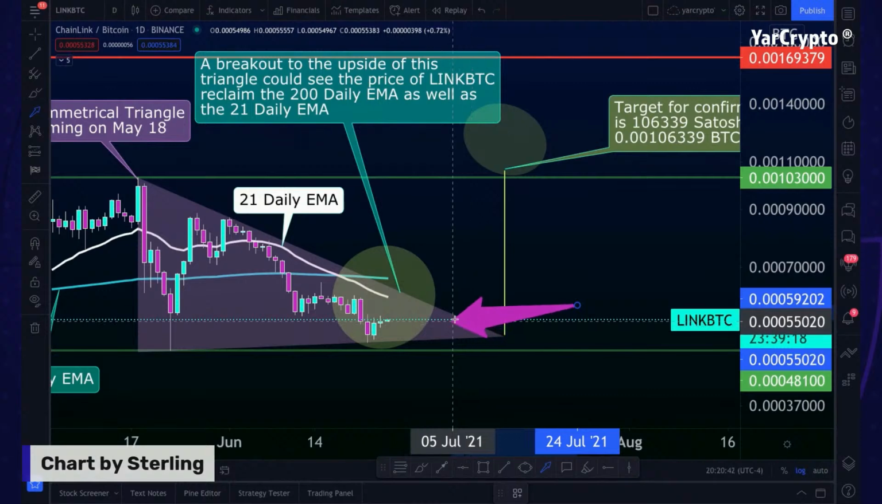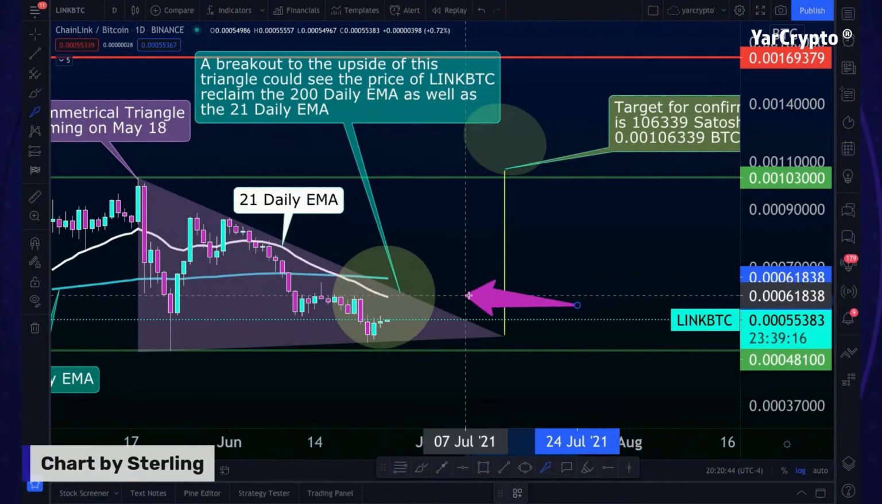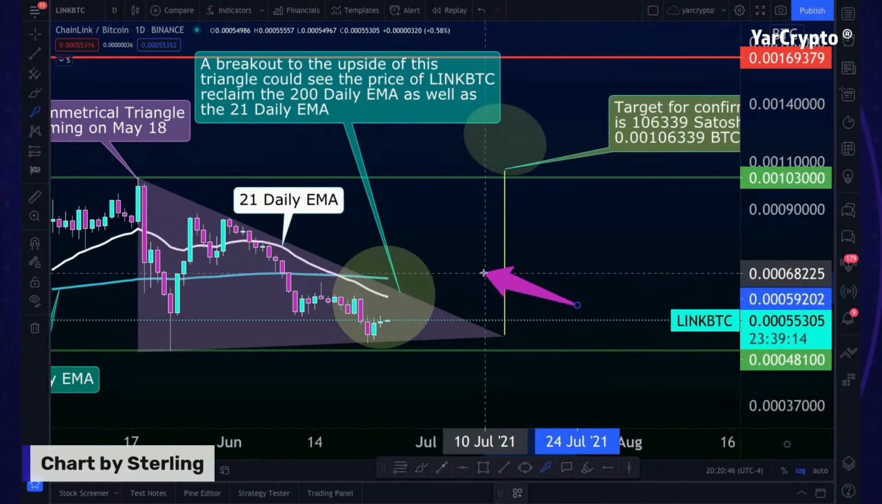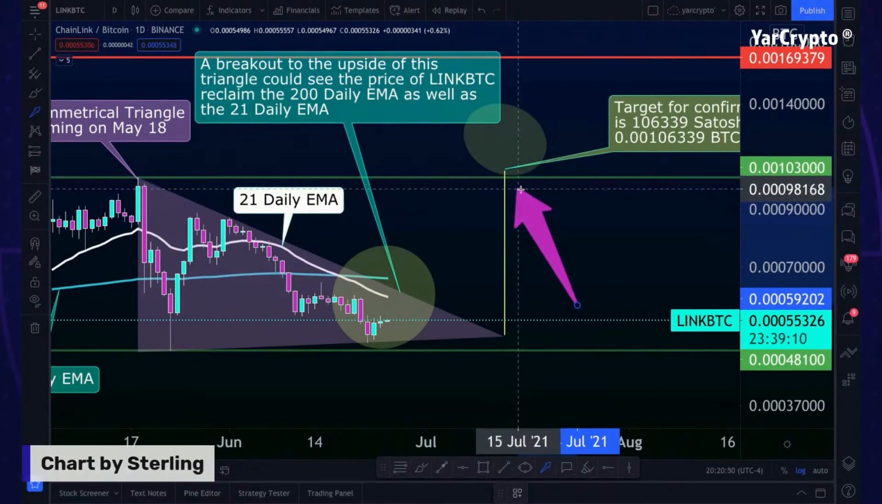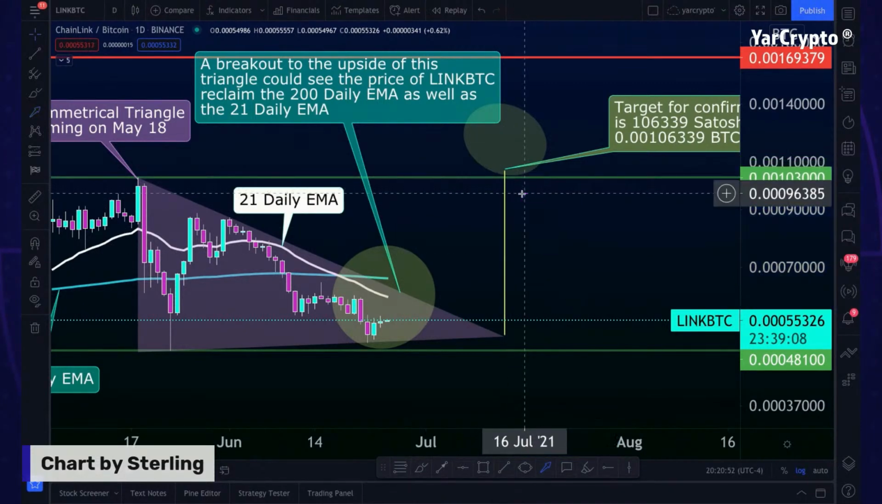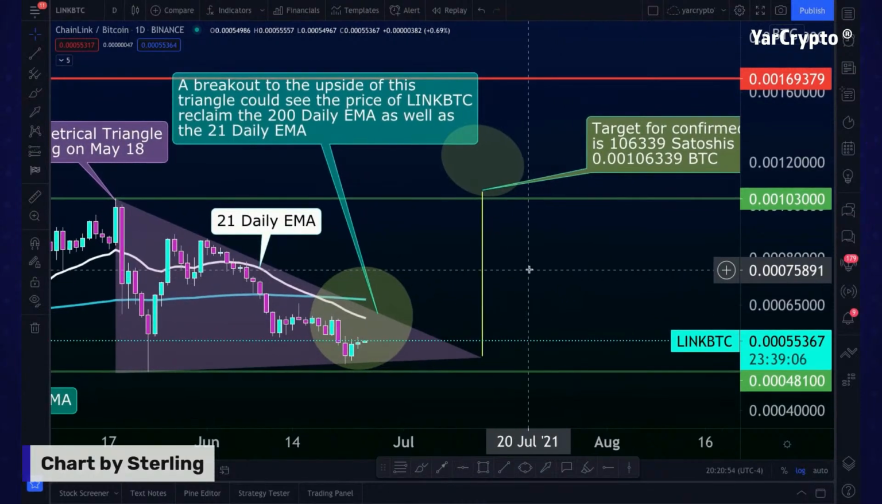However, if I did see that we broke out to the upside, the reward possible for this trade setup is very high. As you can see, guys, it's almost 100 times. Awesome. Yeah. So that's just something I was seeing in the charts.